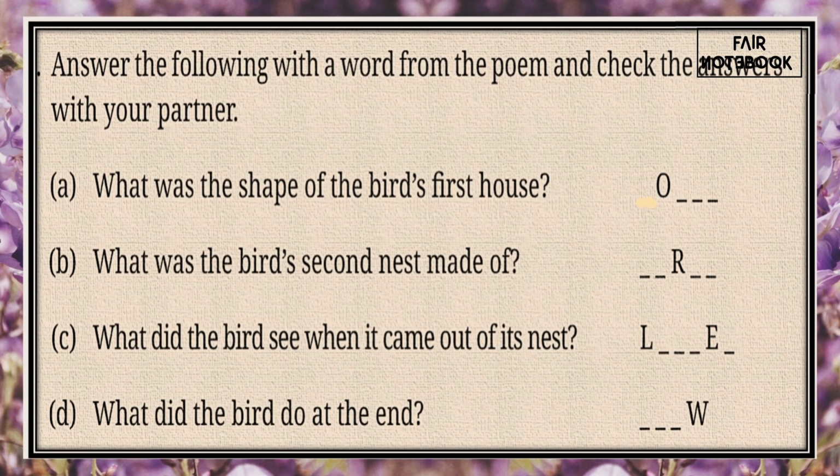Answer the following with a word from the poem and check the answers with your partner. What was the shape of the bird's first house? Oval. What was the bird's second nest made of? Straw. What did the bird see when it came out of its nest? Leaves. What did the bird do at the end? Flew.